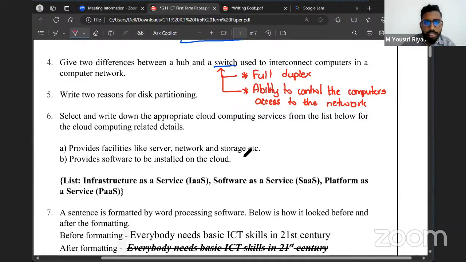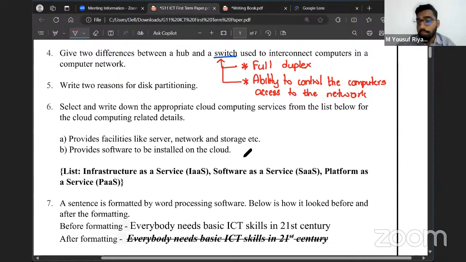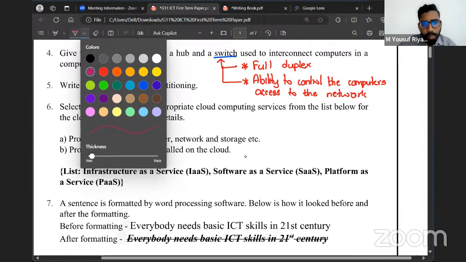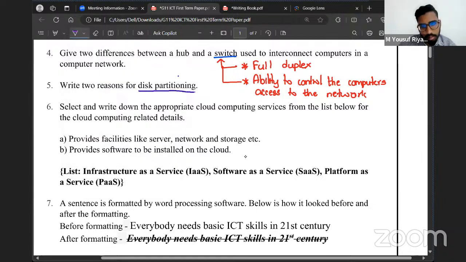Okay, perfect. The next one, write two reasons for disk partitioning. First of all, what do you mean by disk partitioning? Any idea what is disk partitioning? What happens in disk partitioning? Separating a drive into logical compartments. More than that, it's where you separate your hard disk into multiple drives.